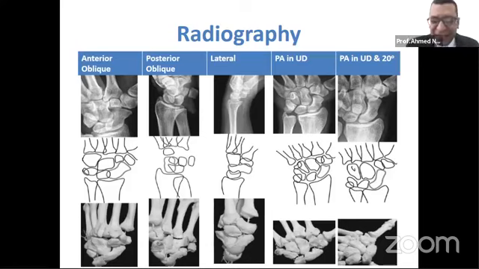What I meant is that mostly the patients with negative MRI, negative X-rays and suspected scaphoid fractures, about 20% of them will be proved to have a fracture scaphoid.